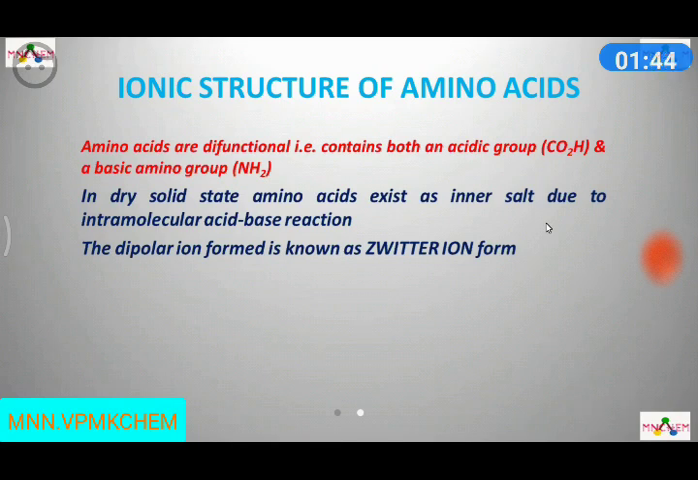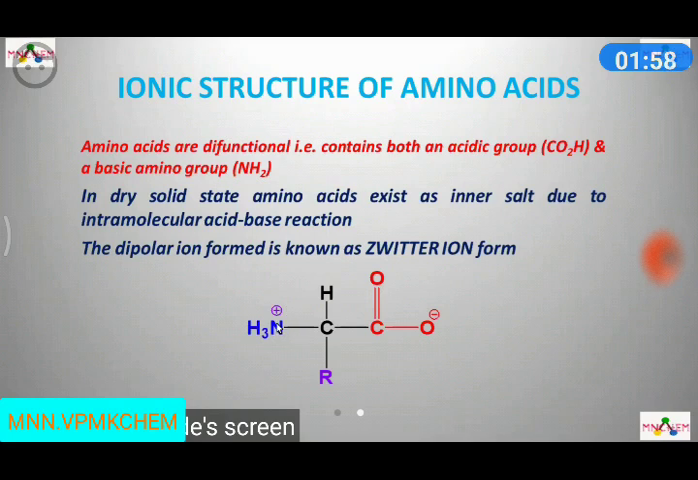The dipolar ionic structure of amino acid is represented like this. In this structure, you can see the acidic proton of the carboxylic acid is transferred to the amino group. In the same molecule of amino acid, we have a cation, the positively charged amino group, and an anion, the negatively charged carboxylate group. This dipolar ion, with cation and anion present in the same molecule, is known as the Zwitter ion form of amino acid.